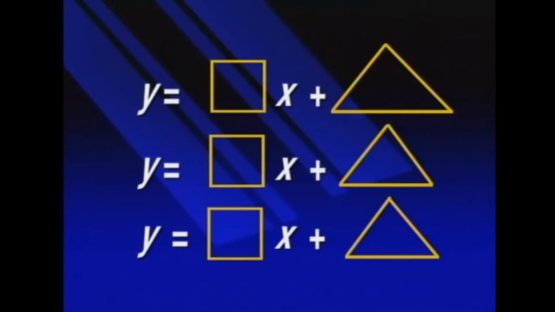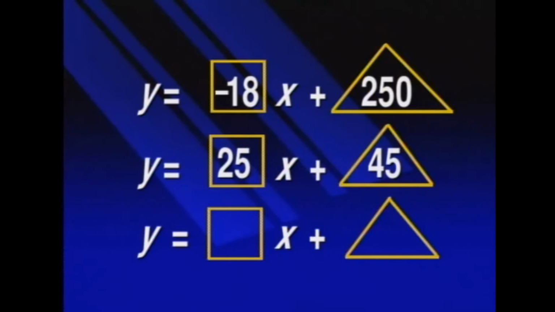Well, how do the 3 examples that we just revisited fit in this general form, which we call the standard form? In the first case, as you see in the next visual, the box is negative 18, the triangle is 250. In the second, the box is 25, the triangle 45. And in the third, the box is 2 and the triangle is negative 1. In fact, we have better names for box and triangle. We've been calling them a and b.